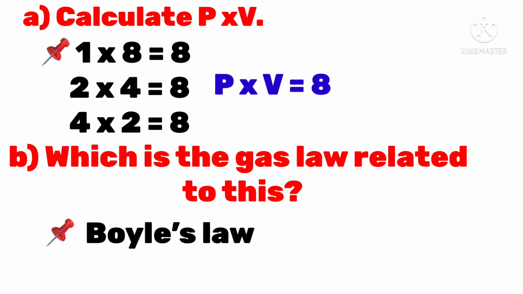A. Calculate P into V. Answer: 1 into 8 equal to 8, 2 into 4 equal to 8, 4 into 2 equal to 8. Therefore, P into V equal to 8. B. Which is the gas law related to this? Answer: Boyle's law.